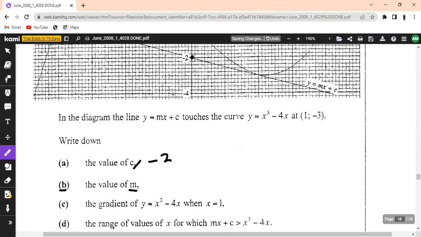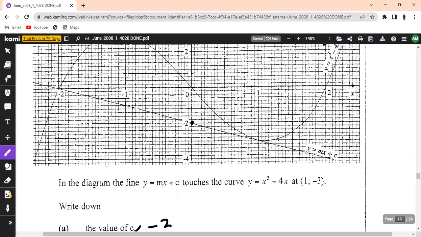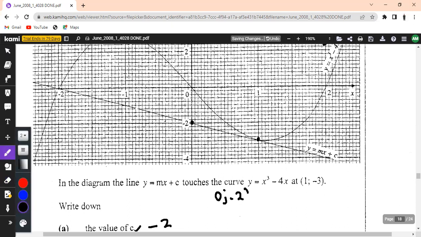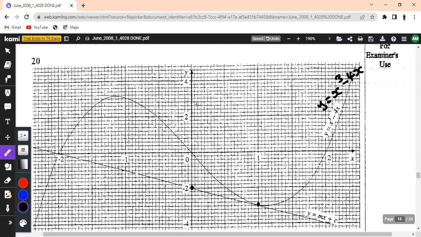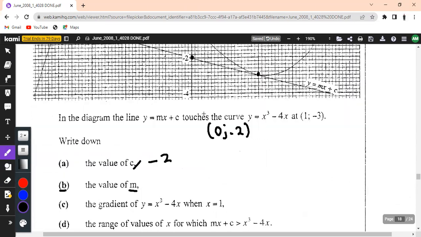So how do you find the gradient? You can even take 2 points on this line. This is the line. You can just take 2 points and find the gradient. The first point here, that's 0, minus 2. Just take 2 points of your choice. That's 0, minus 2 here. Then this point here, is it clear? That's 1, 3. It's going to be 1, 3, if I'm not mistaken. Okay, I think it's 1, 3.